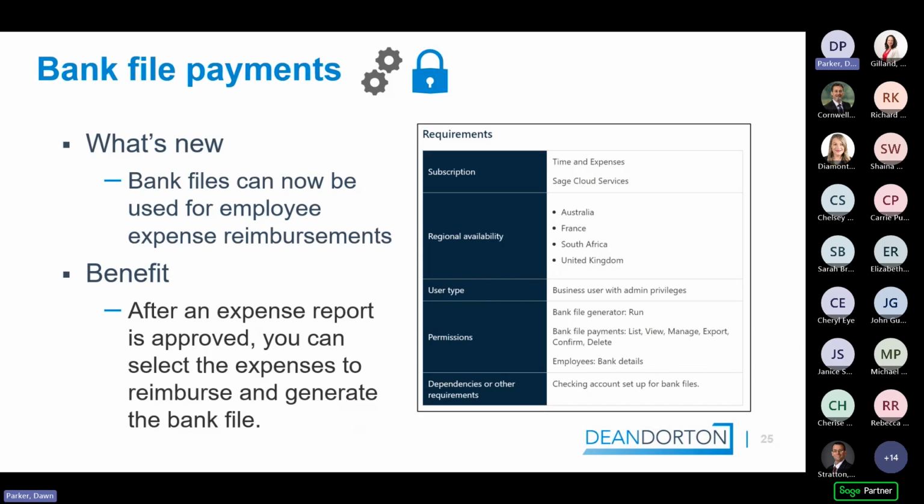Time and expenses. If you subscribe to the time and expense module, the bank files can now be used for employee expense reimbursements. The benefit is that after an expense report is approved, you can select the expenses to reimburse and generate the bank file. Now you'll see that we've got the configuration icon and the permission icon because both are needed for you to take advantage of this feature.